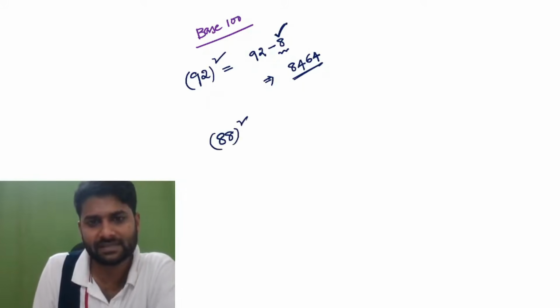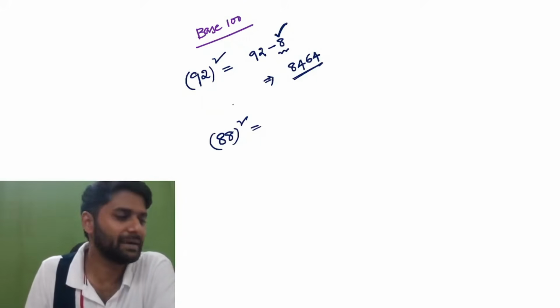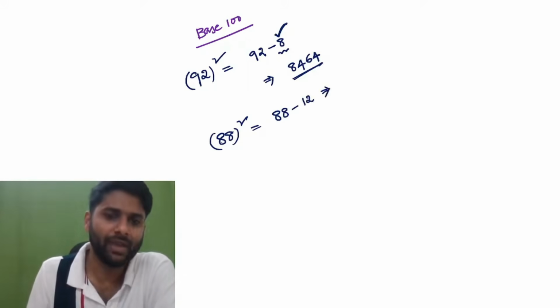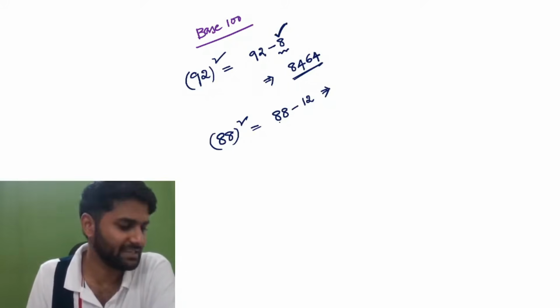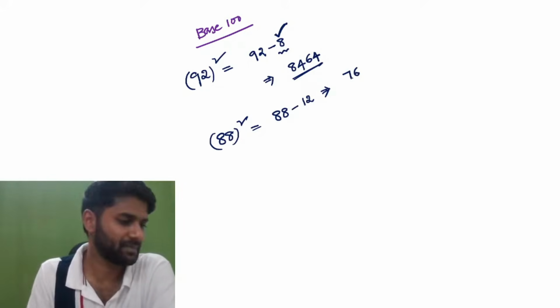88 square. Step number 1. 88 is less than 100 by 12 units, and those 12 units you have to subtract from 88. Now, 88 minus 12 is equal to 76.